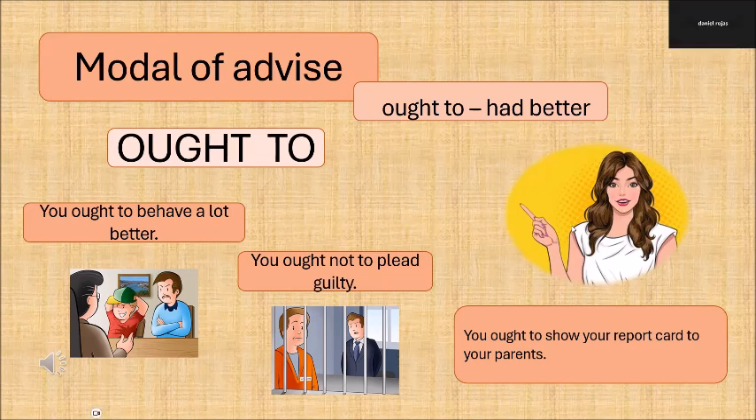For instance, you ought to behave a lot better. You ought not to play hooky. Let's see another example. You ought to show your report card to your parents.